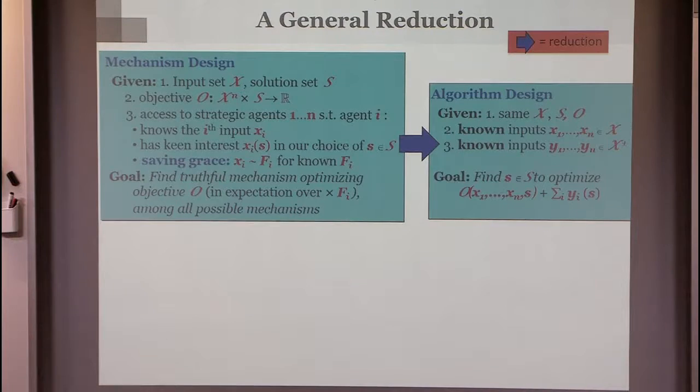Is it like a Lagrangian of sorts? Like you're pushing the xi into the objective?